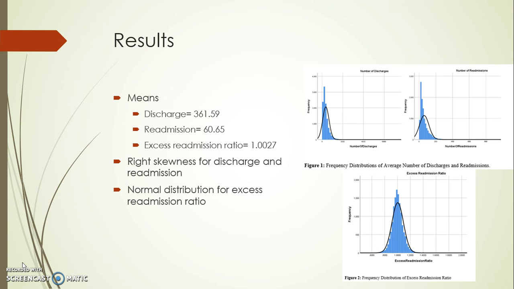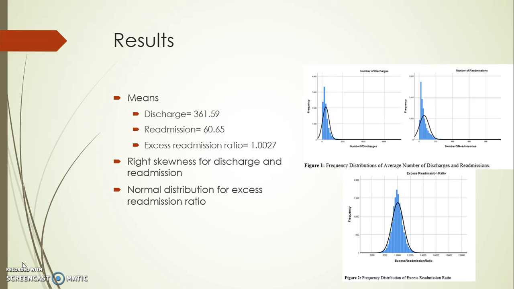Results. The range of average number of discharges was 28 to 7,248, with a mean of 361.59. The range of average number of readmissions was 11 to 875, with a mean of 60.65. The range of excess readmission ratio was 0.5442 to 1.8260, with a mean of 1.0027.